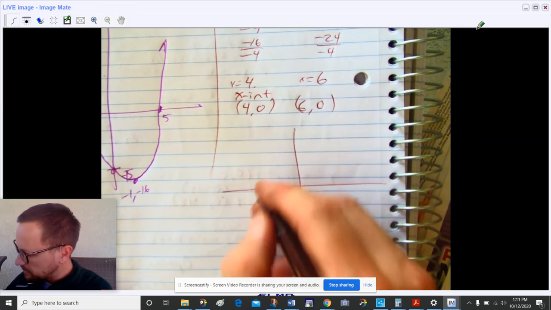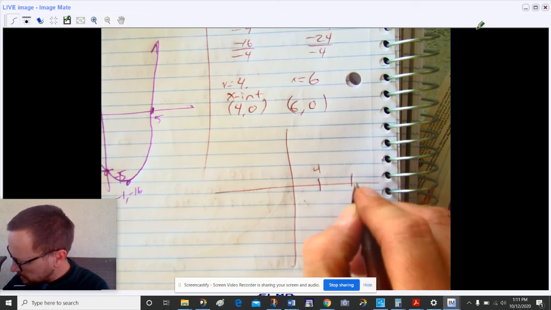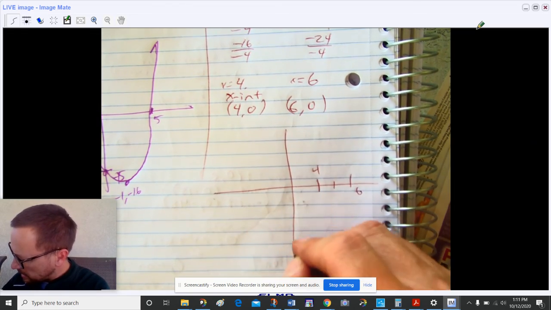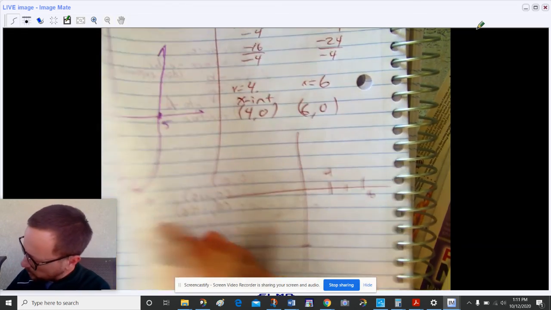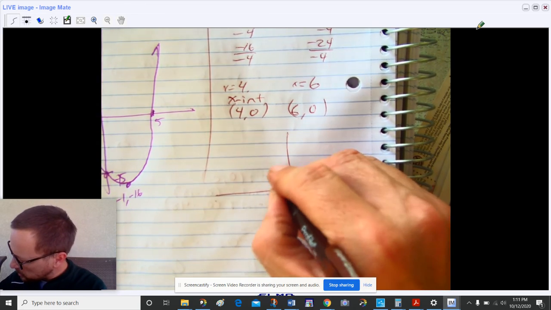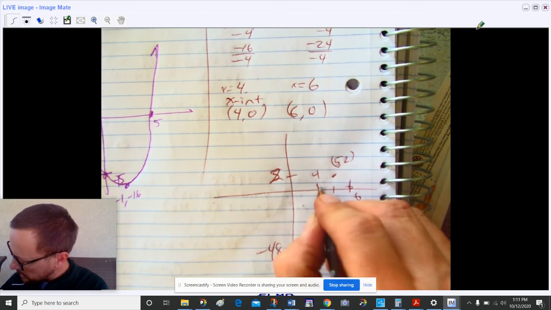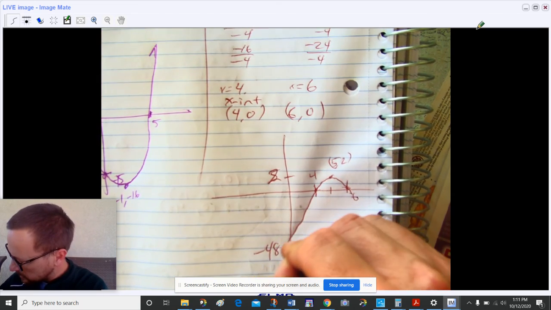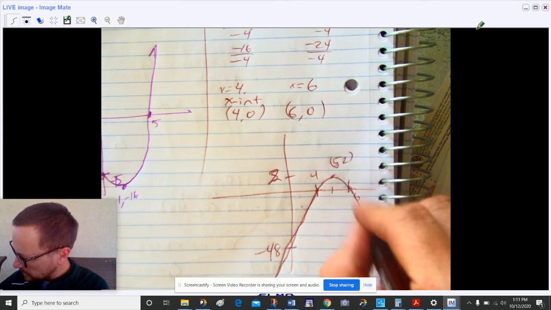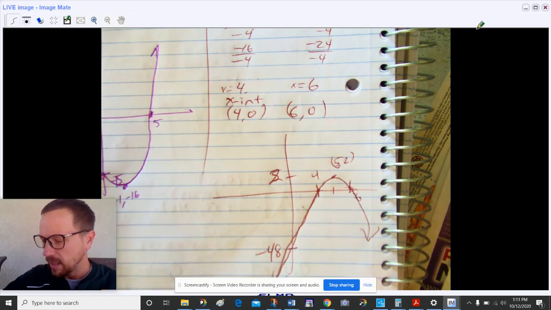Over here we have 4 and 6, and then we had negative 48, and then we had the vertex at 5 comma 2. And so we had these points, and it was concave down. So like that. Okay, and again, it doesn't need to be perfect, just give the idea. So, any questions?